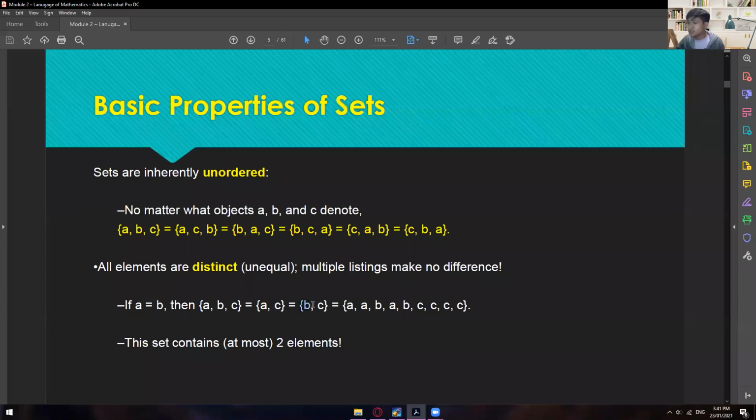Same with this one. They could be equal with BC, AA, BA, BC, CC. As you can see, most of those sets contain only two elements, if ever you're going to simplify. We can simplify a set by eliminating the repeated elements inside of it, and then just retain one distinct element. Did you guys get this one up to this point?